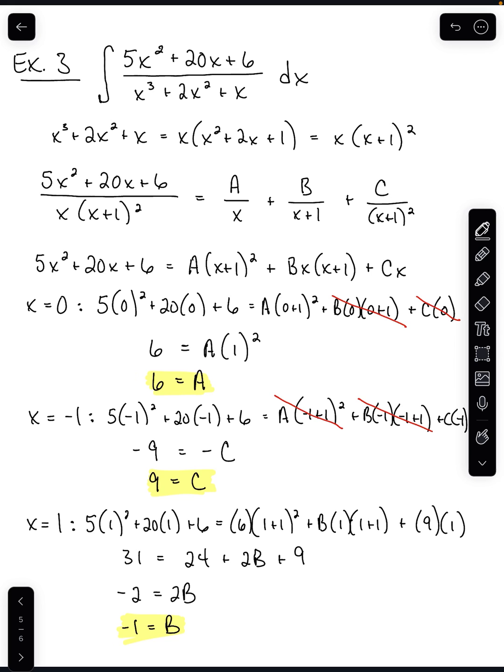Now we are ready to rewrite our integral using our partial fraction decomposition and thus integrate it.